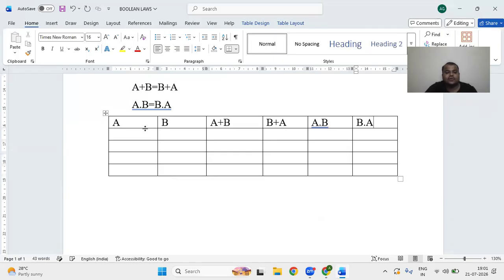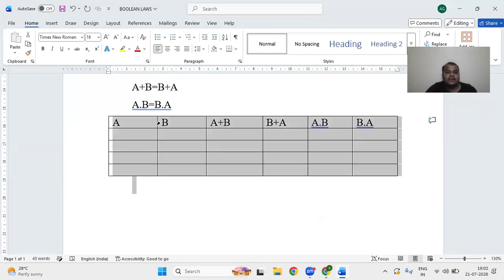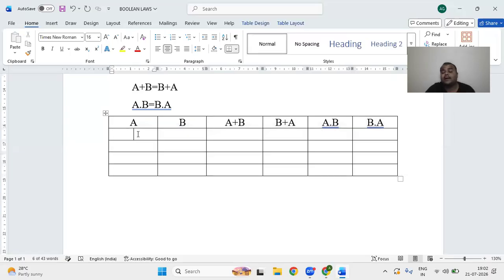Okay. So what are the inputs? As we know, what are the inputs in a two variable truth table? 0, 0. And this is the binary value of 0. Next, binary value of 1 in 2 digits, and binary value of 2, and binary value of 3, which is 1 1. These are the four possibilities.